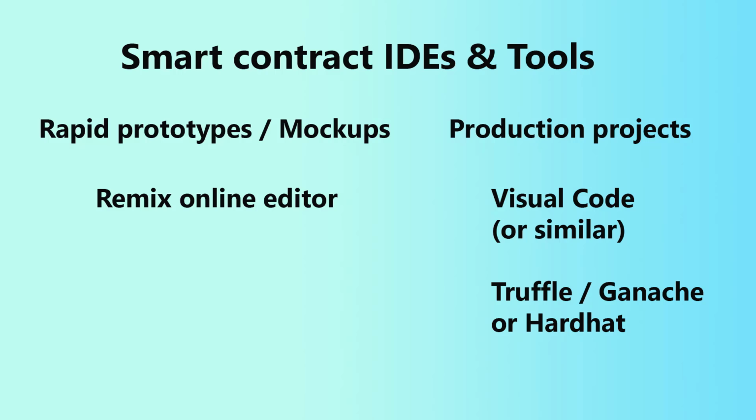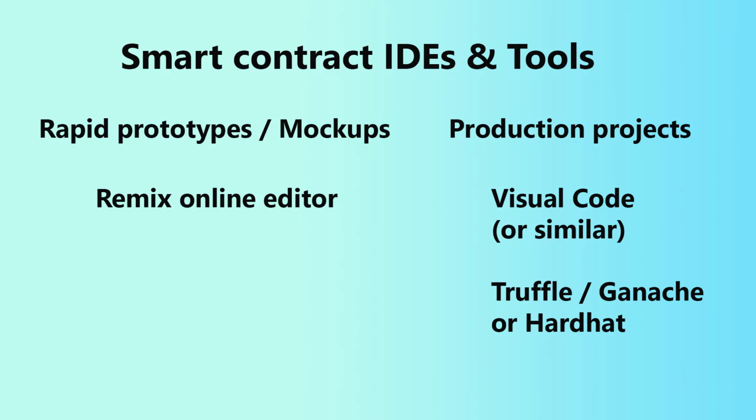Now, in future videos, when we build more of a production level smart contract, we'll be using some different tools. We'll be using Visual Studio Code as our main IDE, as well as some frameworks that we can use to help compile and deploy our code, such as Truffle, Ganache, and Hardhat.